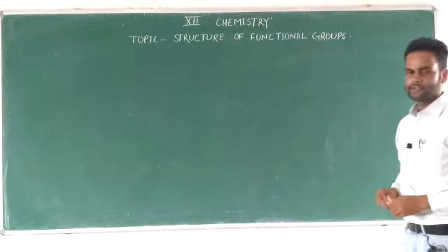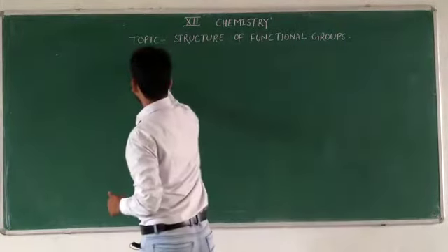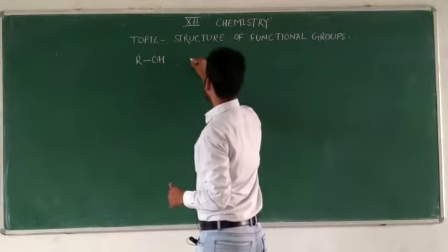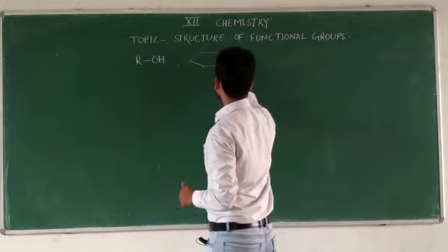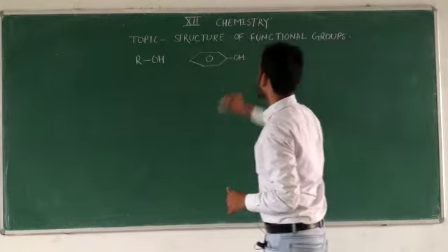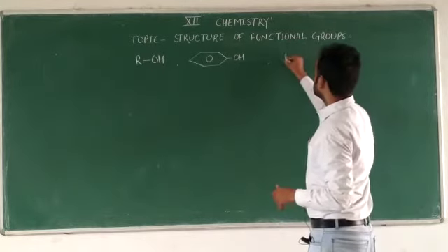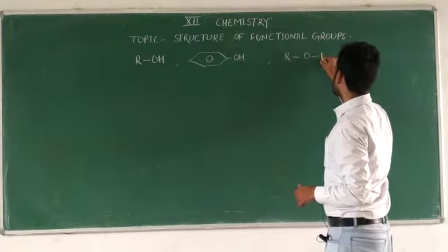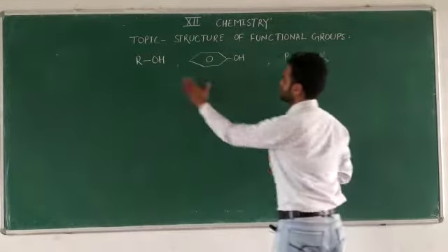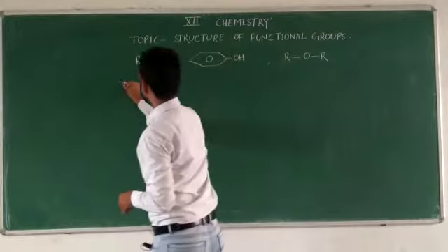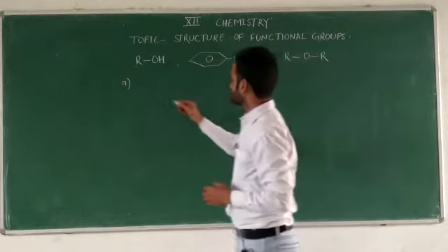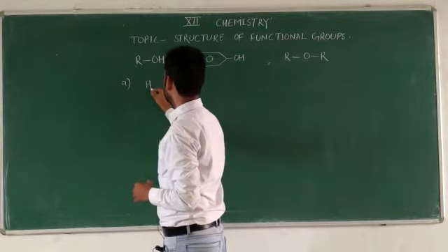So let's get started. As we all know, alcohol is like ROH, and phenol is like the benzene ring on which the hydroxyl group is attached, and in the case of ether it is like ROR. Now we would talk about these functional groups' structure. First we would start with alcohol. R means here the alkyl group, so it would be written like this.